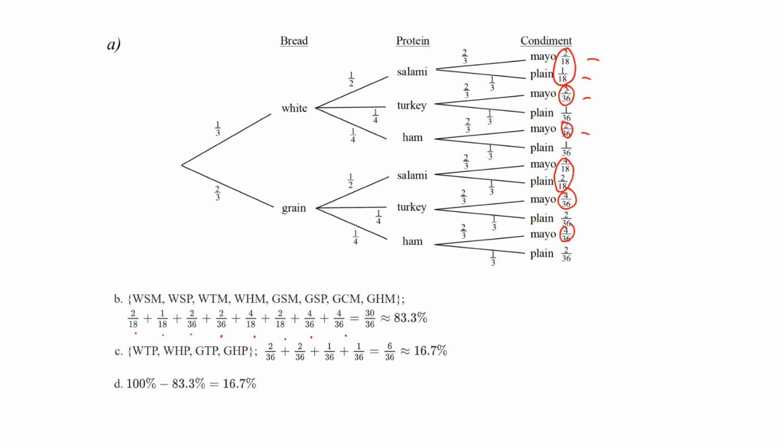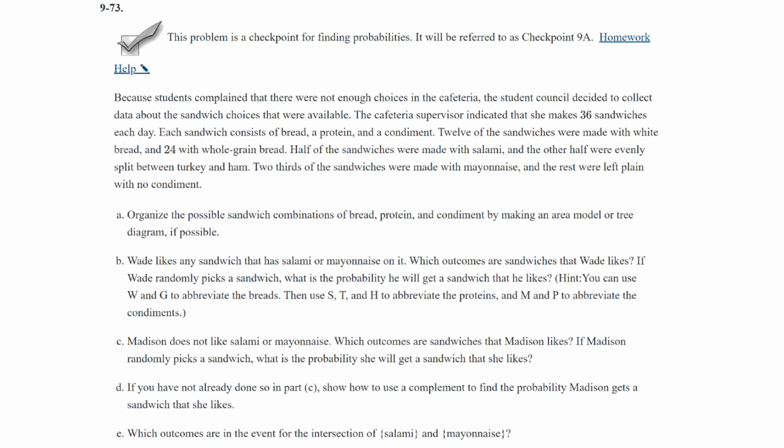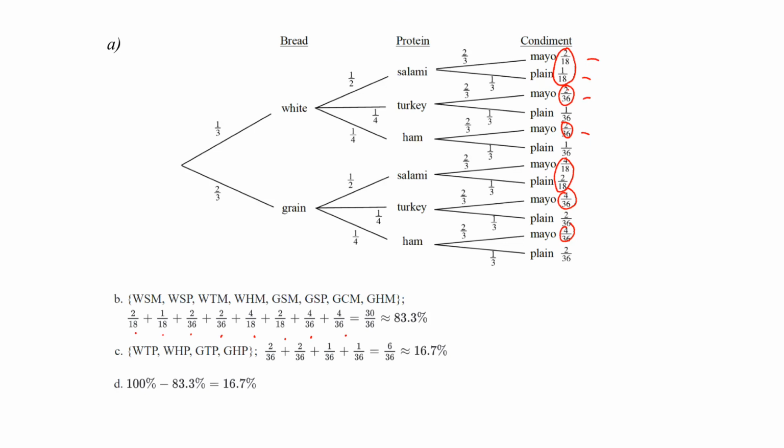So that'd give you 30 out of 36, which is approximately 83.3%. So that's for part B with Wade. So we're just adding up all the possibilities where he has salami or mayonnaise. And that's why we have all these different combinations, because it's either salami or mayonnaise.